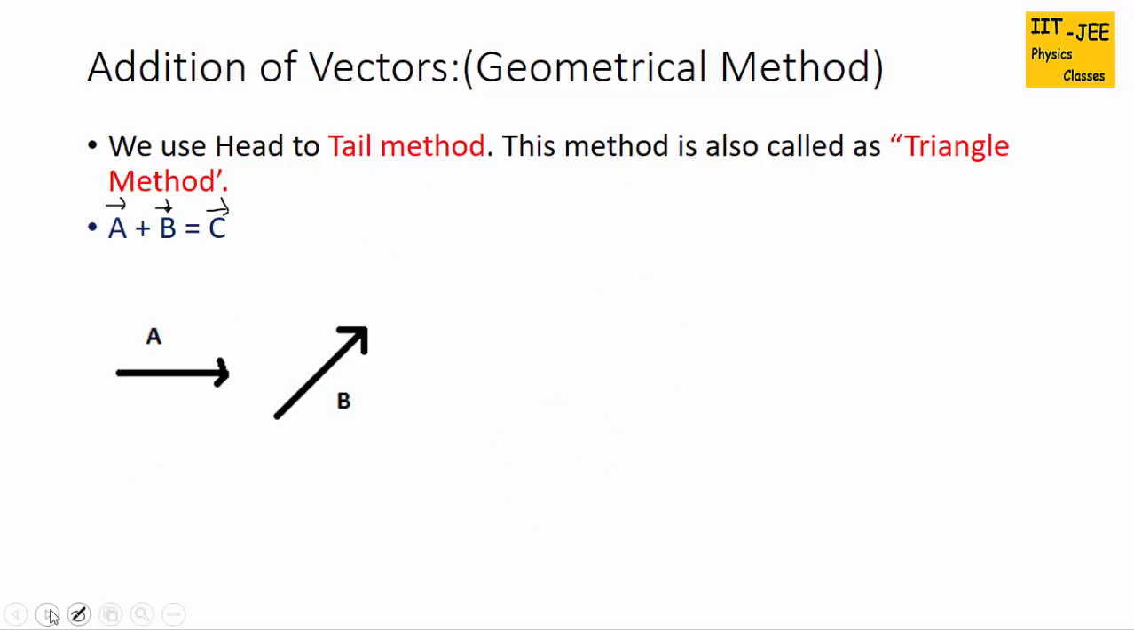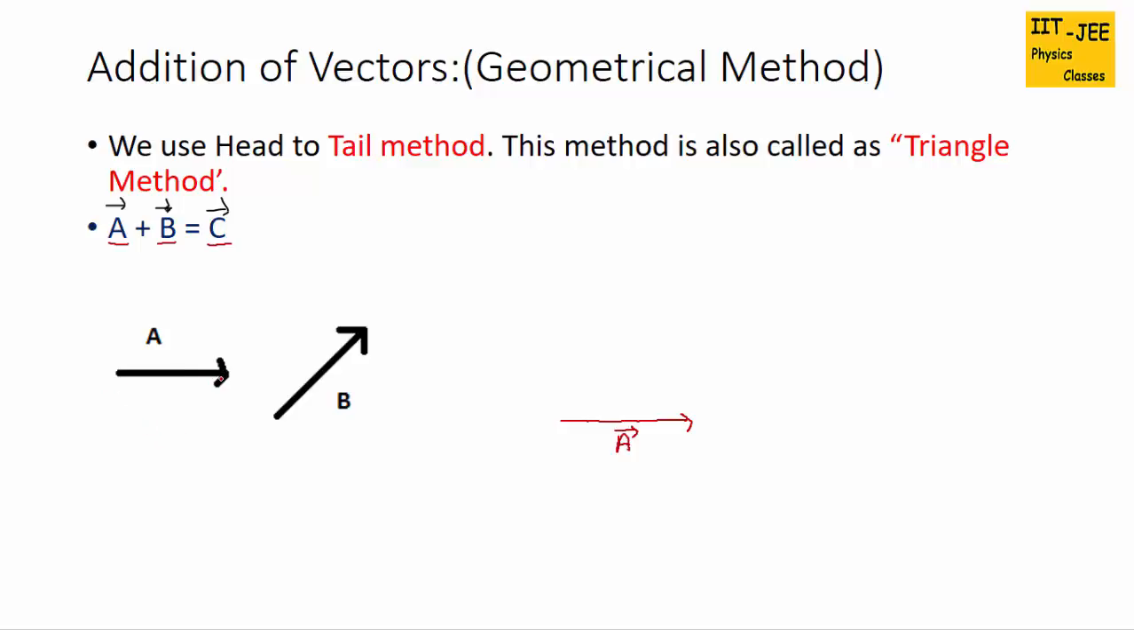Addition of two vectors. We use head to tail method to add two or more vectors. So here we are going to add vector A and vector B to get the resultant as vector C. So in this case first we will draw vector A. So we will draw a parallel vector of A of the same length and same direction.